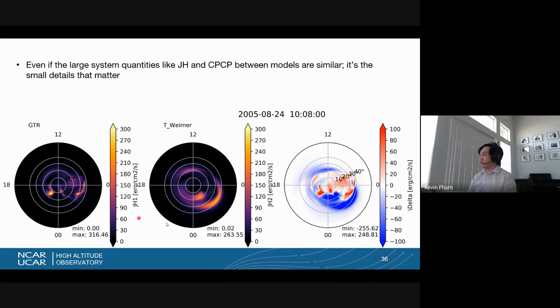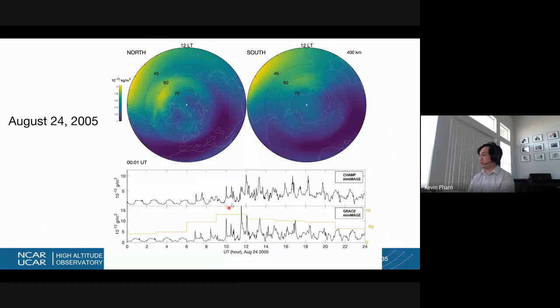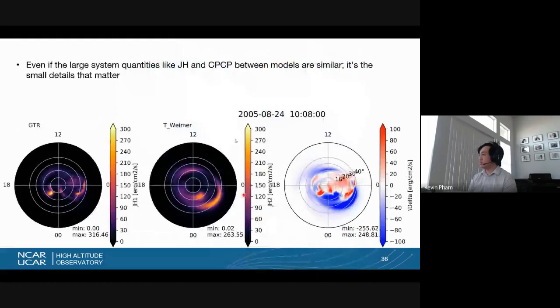So you can see this is a moment in time that matches up with this particular peak here. You can see that the Weimer model has a very different distribution, a much larger, more diffuse distribution than what our MAGE model is producing. You can see the difference plot on the right. It's just drastically different between the two. So even though the integrated quantities are very similar, the distributions are very different. And when we're moving our models to higher resolution, the distribution starts to matter a lot more, especially the small scale distributions.